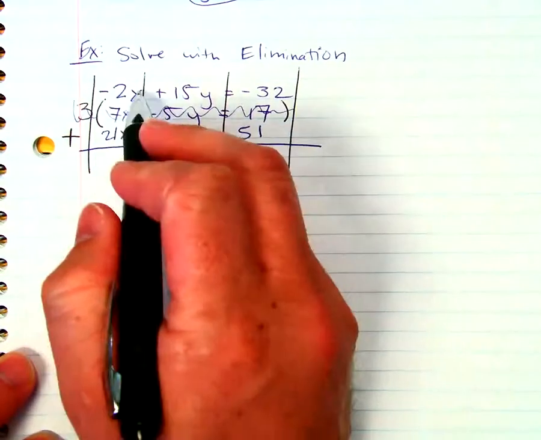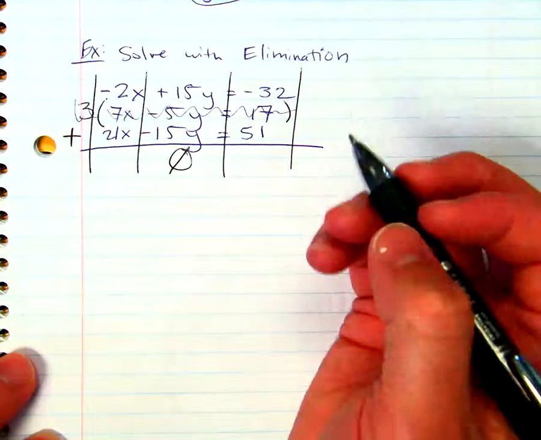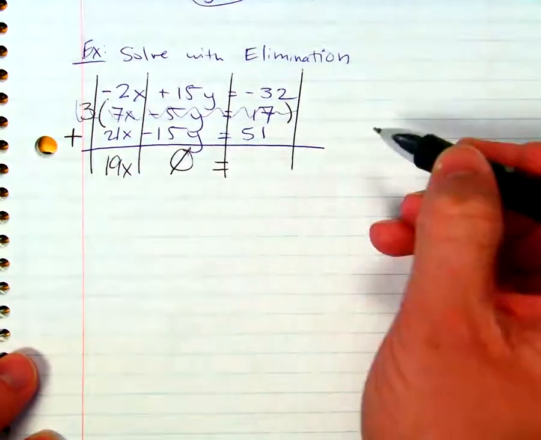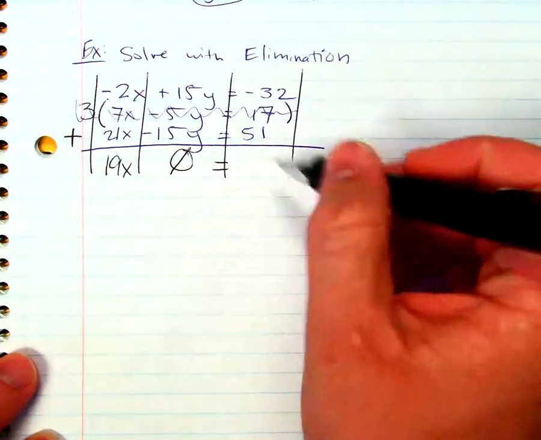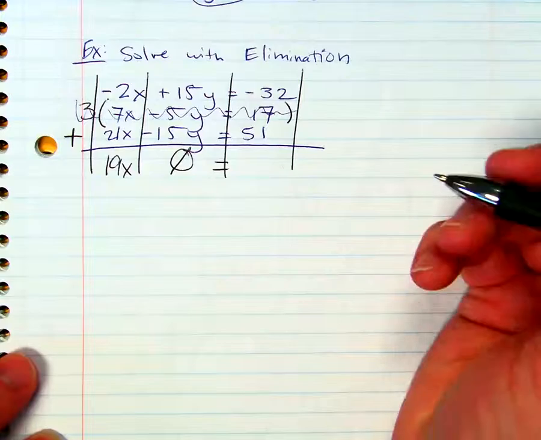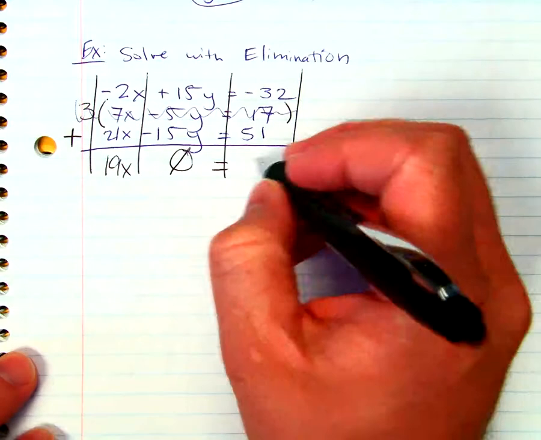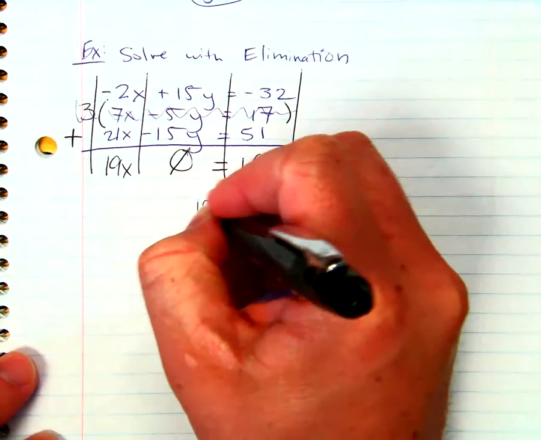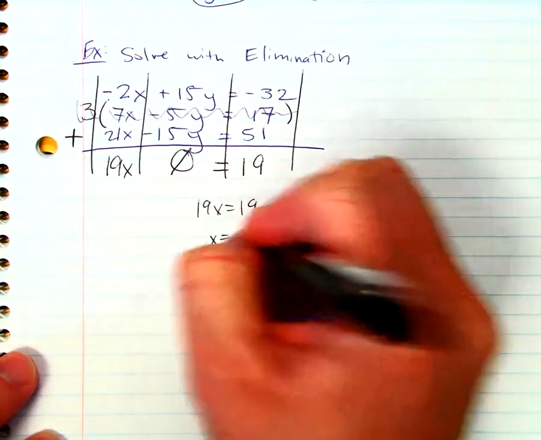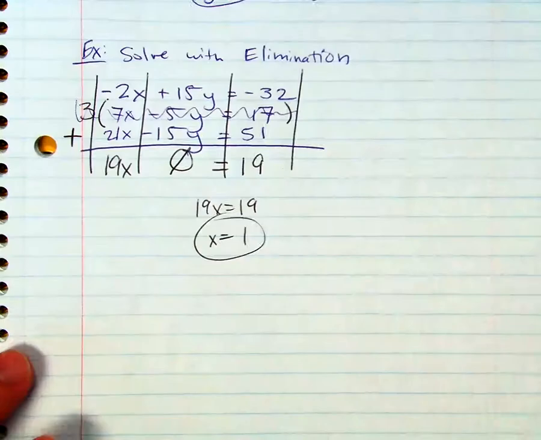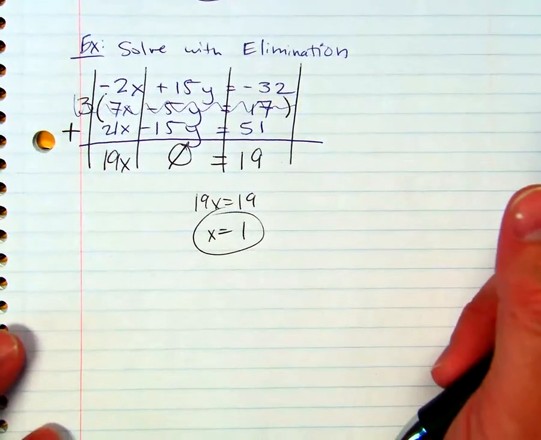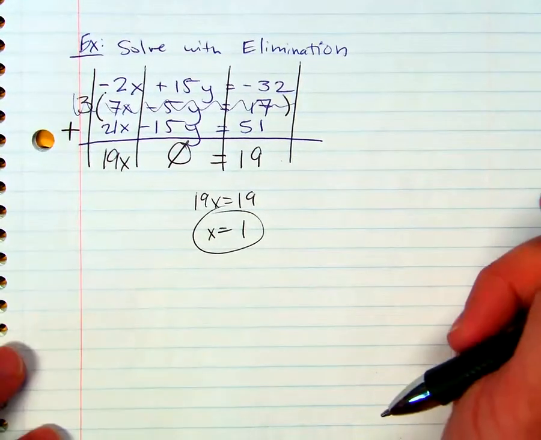I get negative 2x plus 21x to give me 19x. I get negative 32 plus 51 to get a positive 19. So I have 19x equals 19, which means x is 1. So that really didn't add very much to that process. The rest of this is exactly the same.